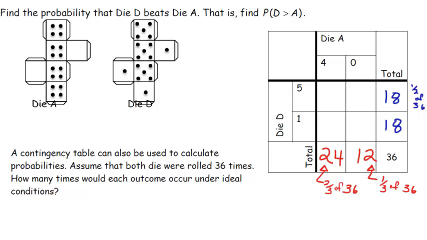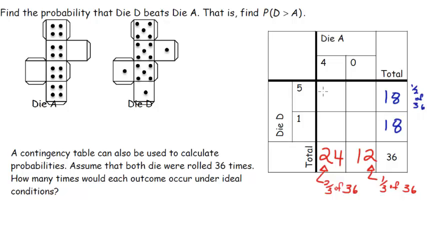Now the tougher part is we need to fill in this table such that when I get a 4 and a 5 and a 0 and a 5, these two cases are going to add up to 18. And when I get a 4 and a 5 and a 4 and a 1, these are going to add up to 24.